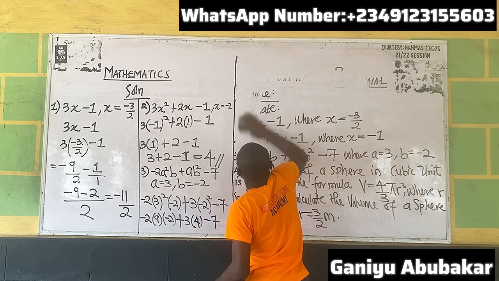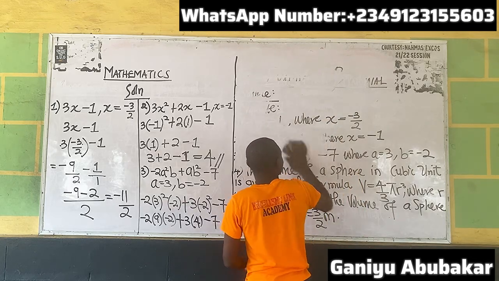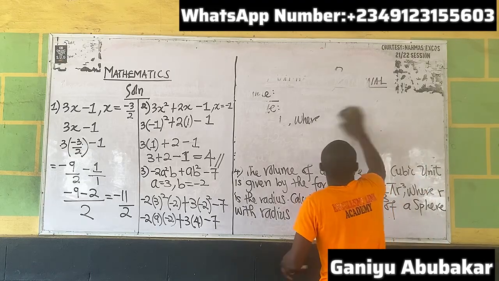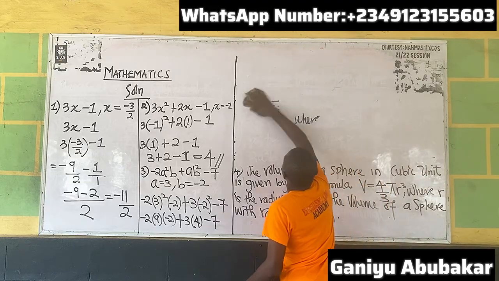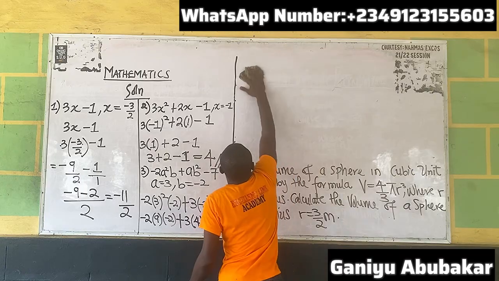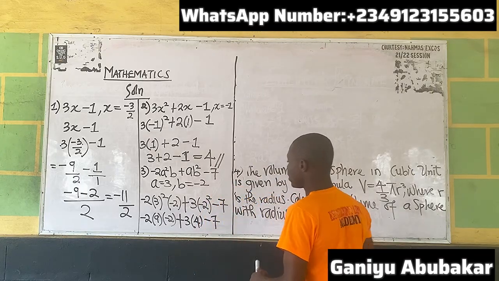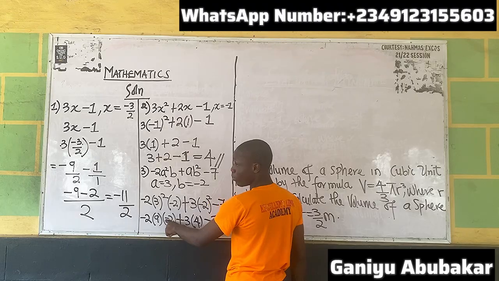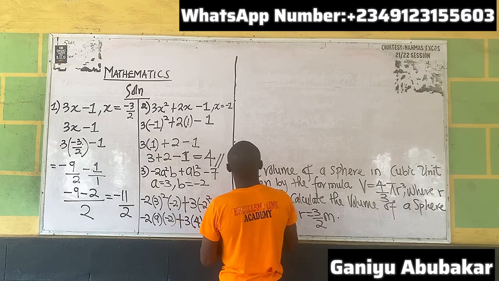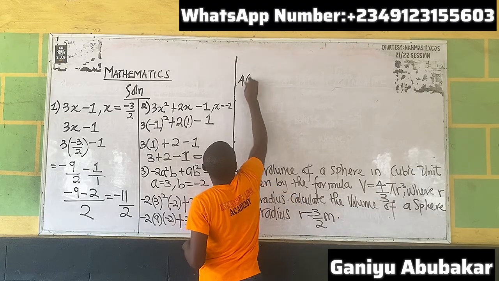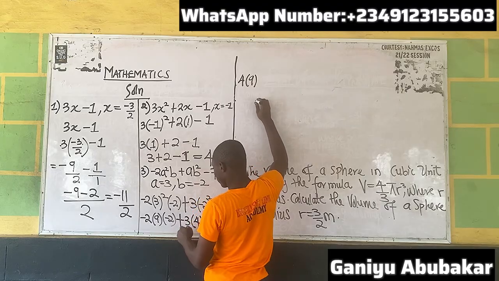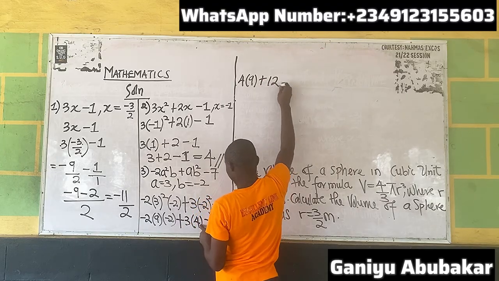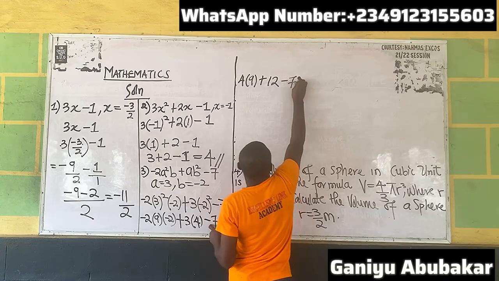So we can continue the solution. I'll keep 4 pending. From here, minus times minus becomes plus. 2 times 2 gives you 4. That gives you 4 into 9, plus 3 times 4 gives you 12. Then minus 7.